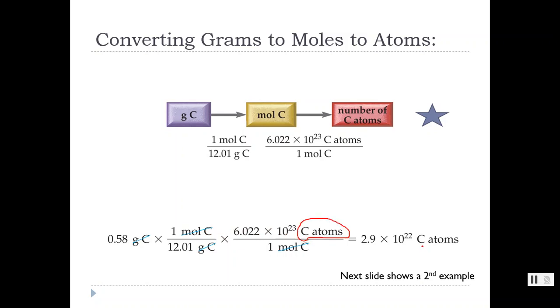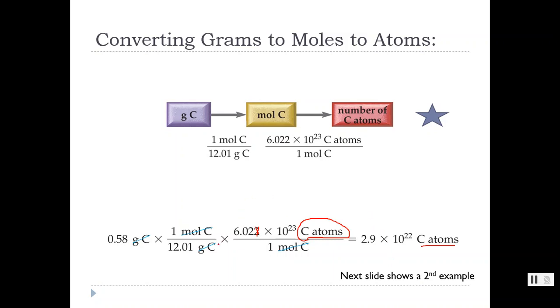So again, numbers in the numerator multiplied, numbers in the denominator divided, so 0.58, divide by 12.01, multiply by 6.02 times 10 to the 23rd, and that should give you 2.9 times 10 to the 22nd carbon atoms. So in this example, we've just taken both definitions of a mole and put them together to do one calculation.